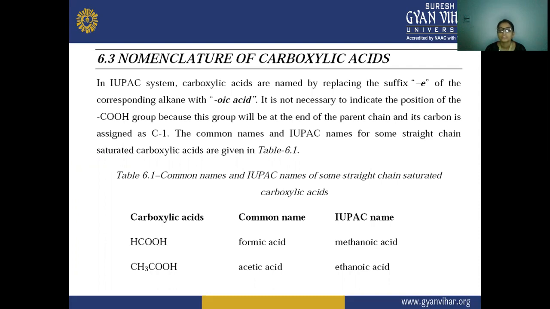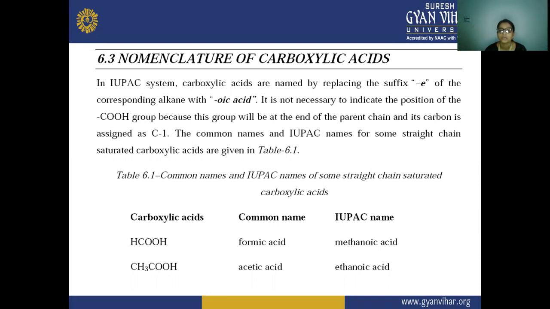aromatic compound. It is not necessary to indicate the position of the COOH group because this group will be at the end of the parent chain and its carbon is assigned as carbon 1. According to the priority sequence in the IUPAC system, this carboxylic acid has the highest priority in the priority sequence table. So if it is present in the ring or in the chain, we have to assign the carbon that is present in the carboxylic acid as 1.